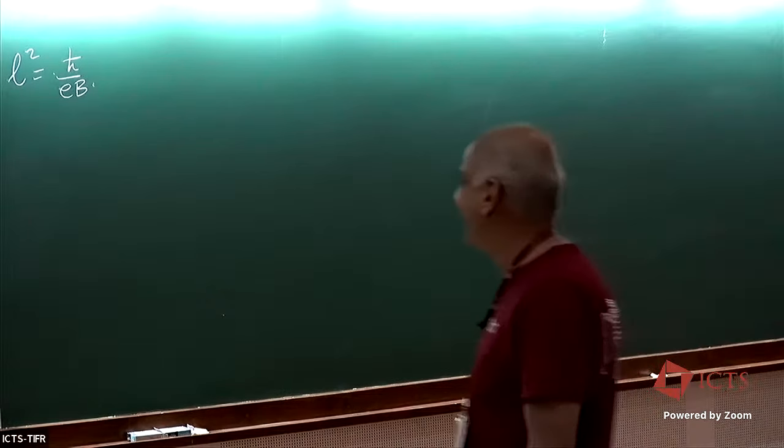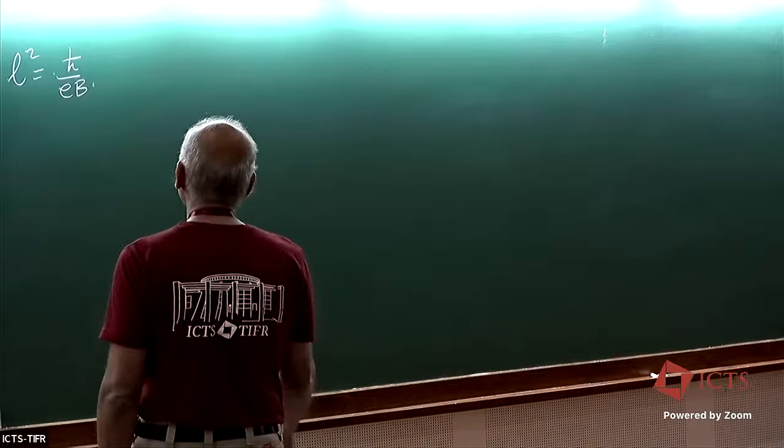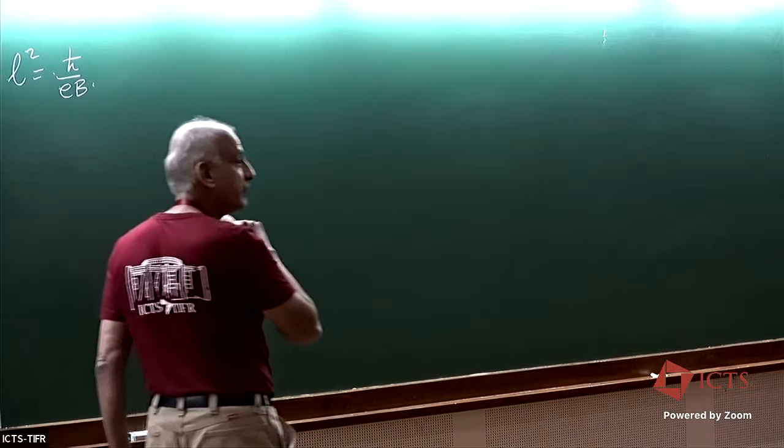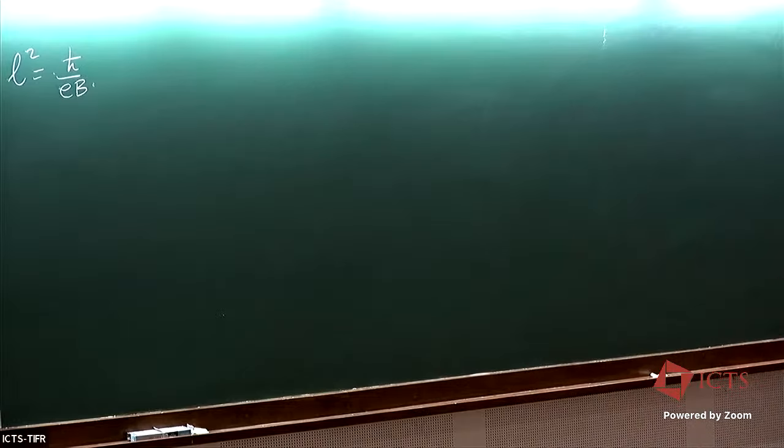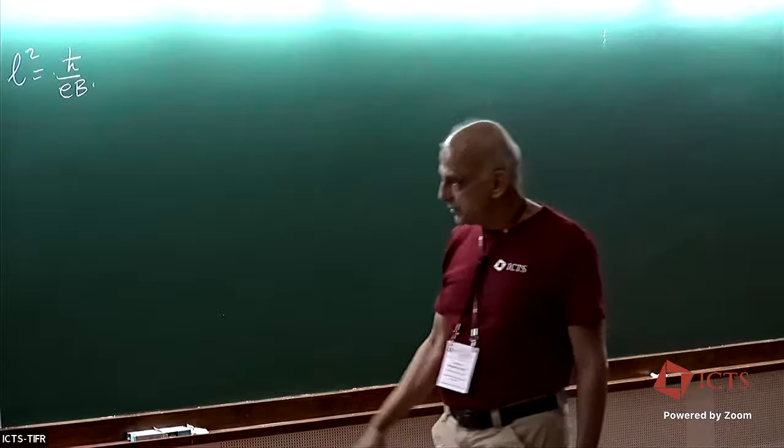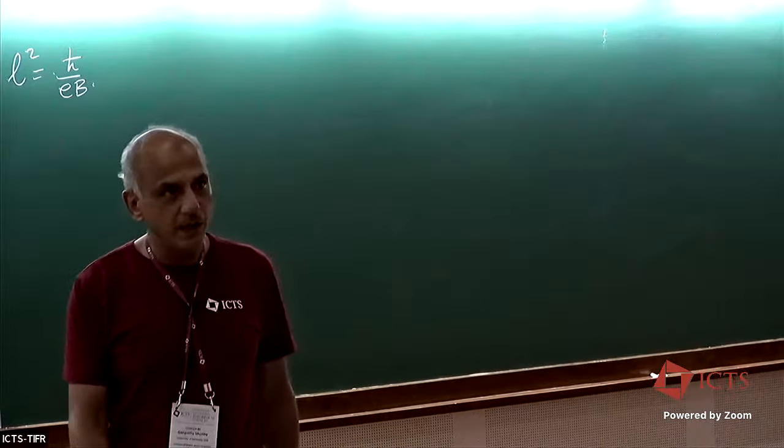So let's define. This algebra is explicitly gauge invariant. You can see it depends only on B. So the algebra is definitely gauge invariant. The operators themselves may not be gauge invariant. The algebra is.